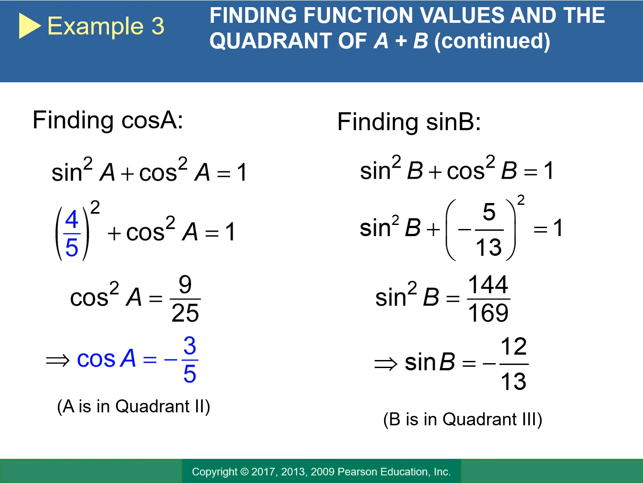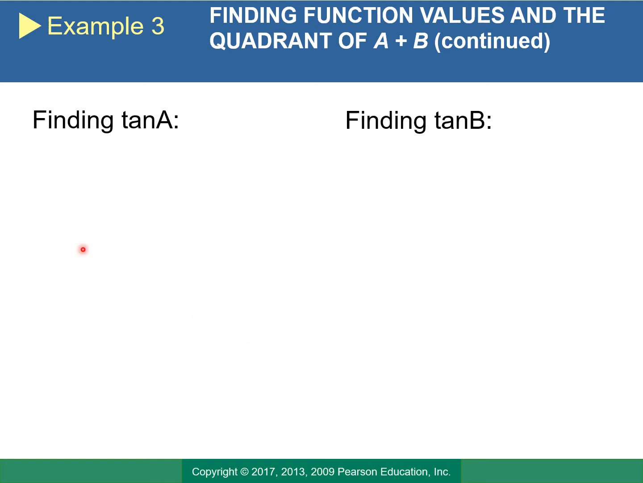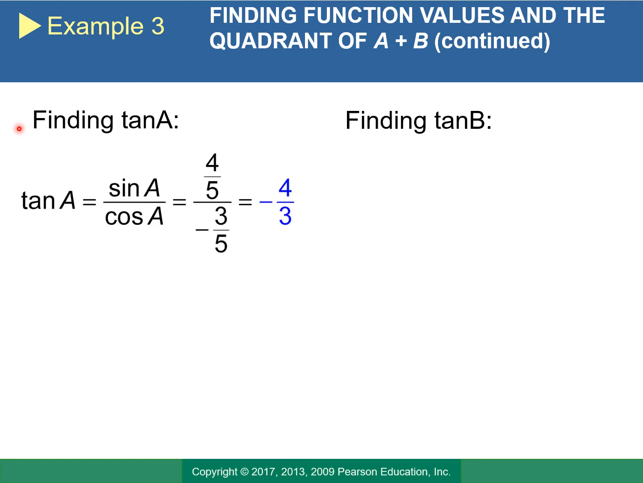Okay, so that's 2 out of the 4 trig function values we needed. Let's find the last two. So finding tangent of A, well, we know sine A and we now know cosine A. And so for these two, the simplest way to get this is to just use the fact that tangent is sine over cosine. So we just have 4/5 divided by -3/5. So tangent A is -4/3.